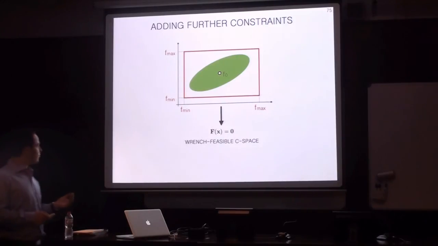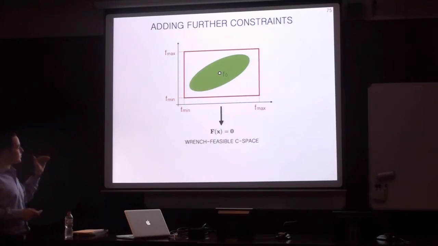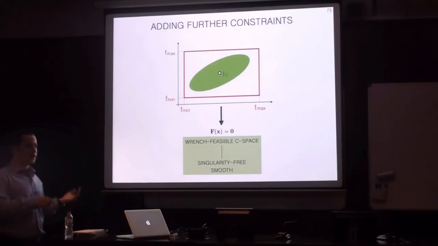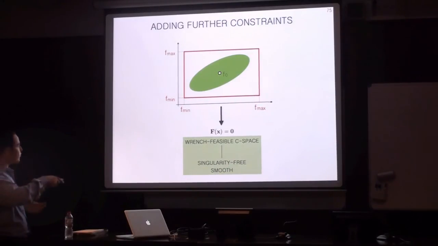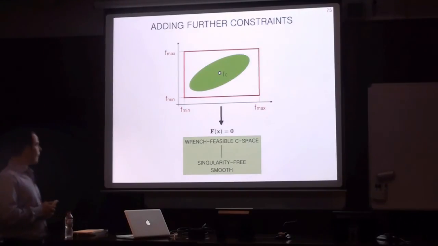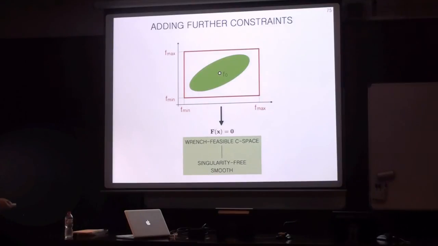And we have also shown how this range-feasible C-space only contains non-singular configurations, and that it is also a smooth manifold. This allows us to use the same continuation technique as before to explore the solution of this system of equations and find range-feasible paths. We can show that with some examples.